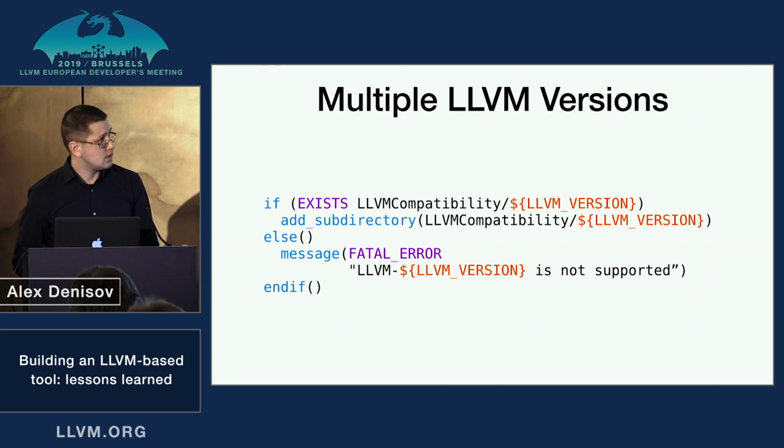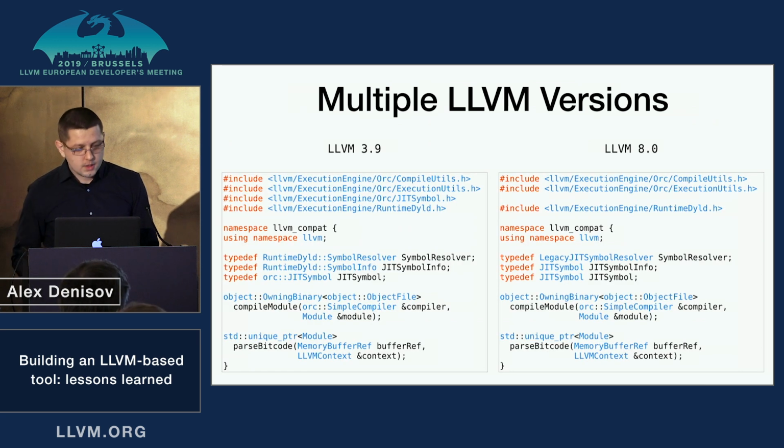Again, it's a simplified example. You can find the full listing on GitHub if you want to. It's a bit more clever there, I would say. This is how a typical header looks, LLVM compatibility h in our case. On the left side there is 3.9, on the right side there is 8.0. So they are almost the same.